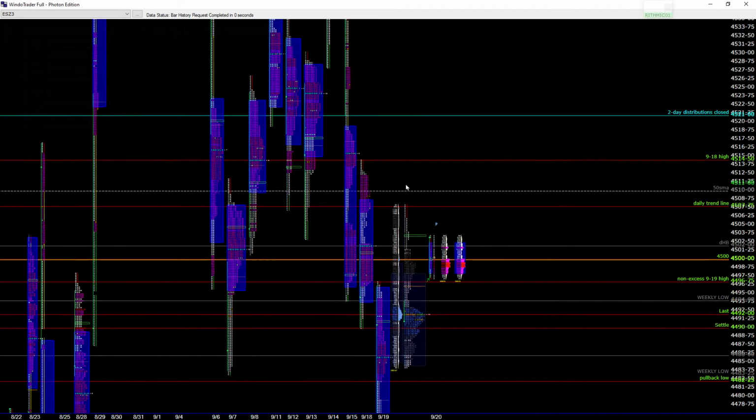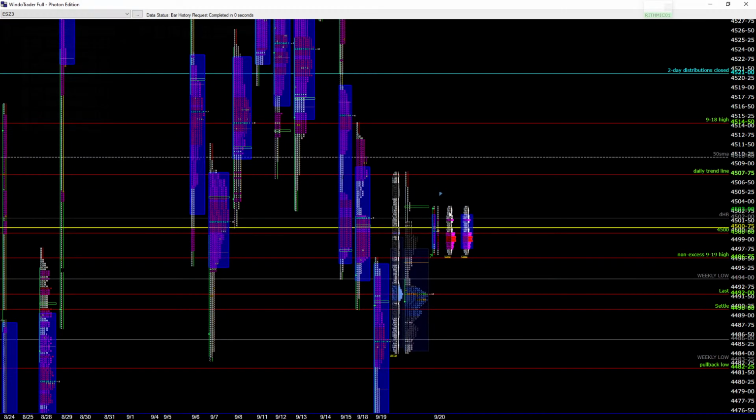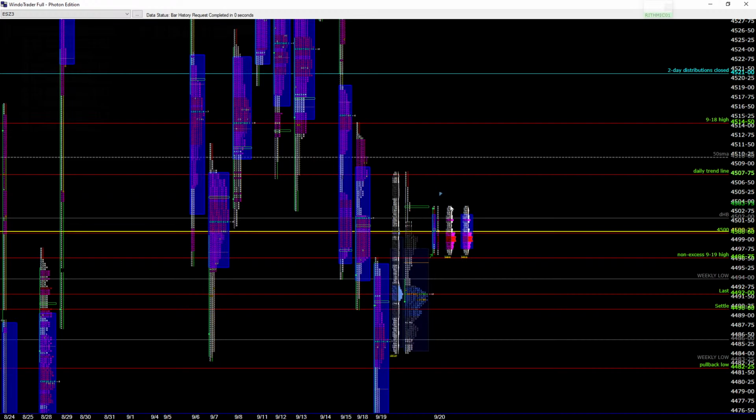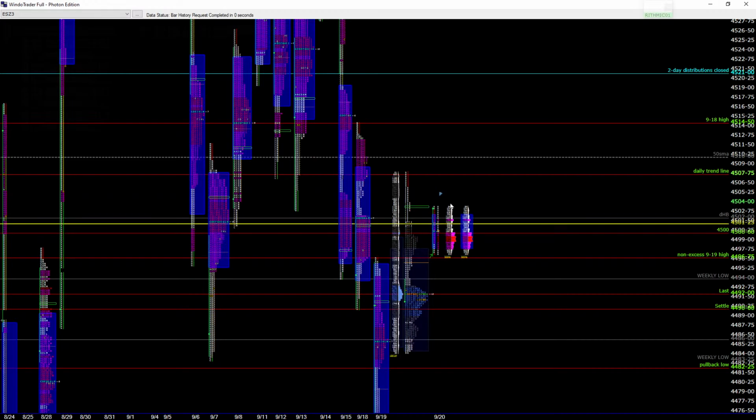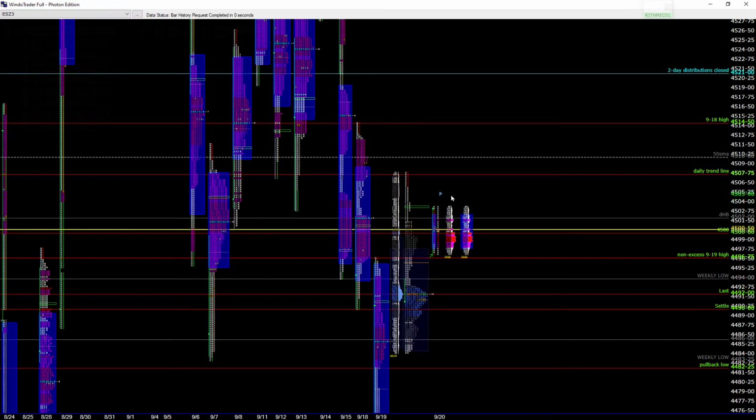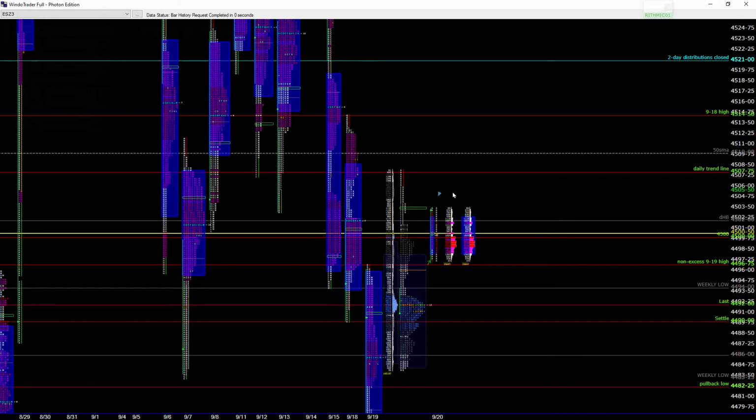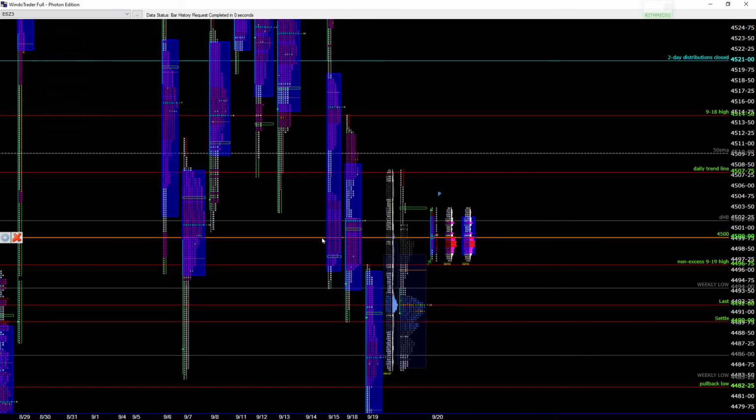The monthly and weekly are now... the weekly is not trending lower, but the upside trend has ended. Let's take one day at a time.